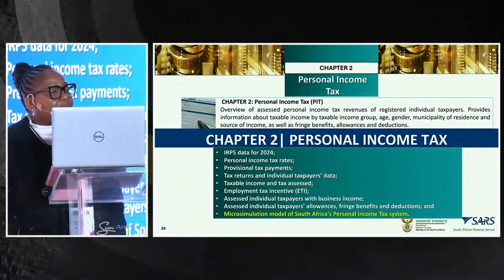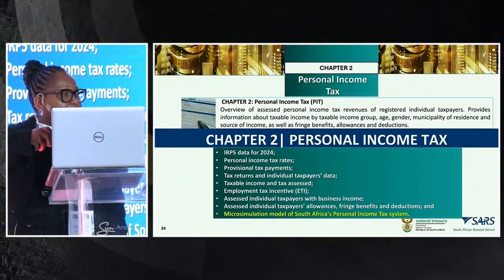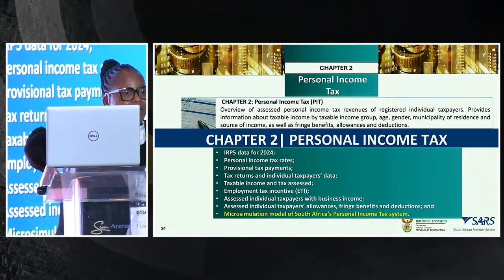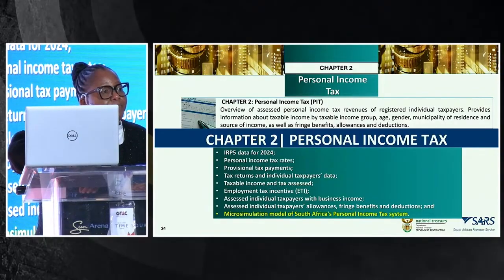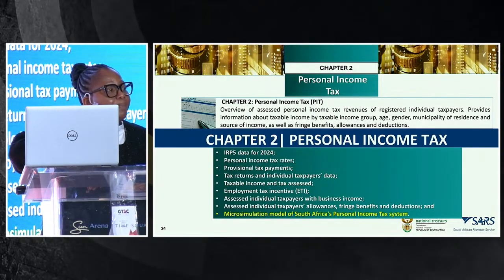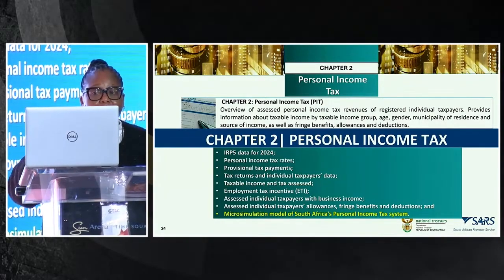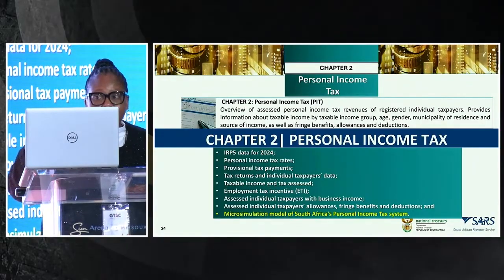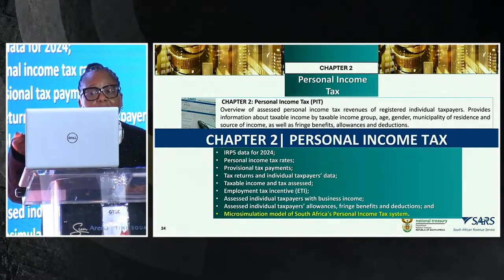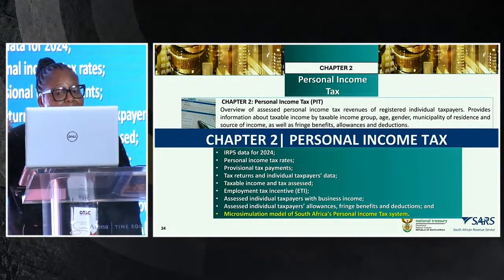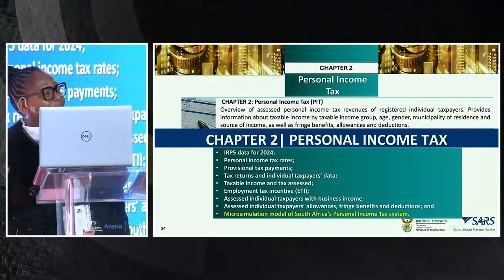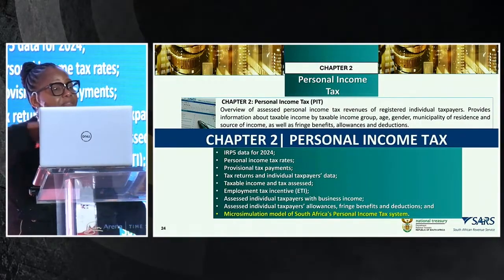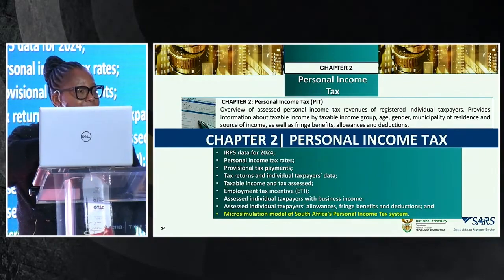Now, in the tax statistics publication, this is chapter 1 that I've just walked you through. Chapter 2 is the information where we start combining a couple of things. We look at tax revenues of registered individuals. We look at information by taxable income, by age, by gender, by municipality, as well as sources of income, fringe benefits, allowances, and deductions.